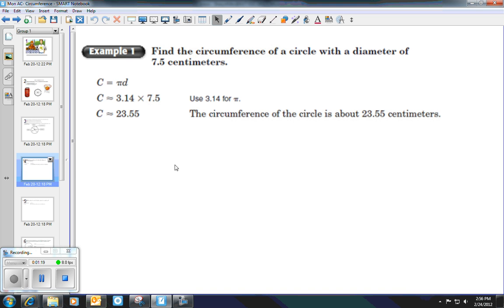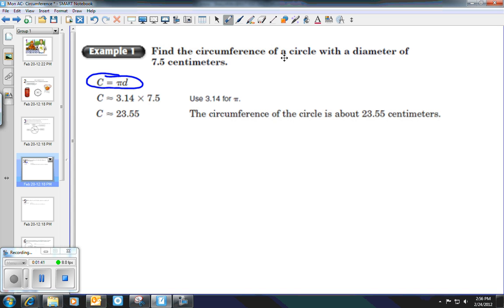Our formulas for circumference of a circle, there are two of them. The first one we're going to talk about is circumference equals pi times diameter. Now remember pi, you probably used it as the number 3 last year. This year we're going to be using 3.14 mostly. Sometimes you'll use 3, sometimes you'll use 3.14. You're going to have to look at your directions.